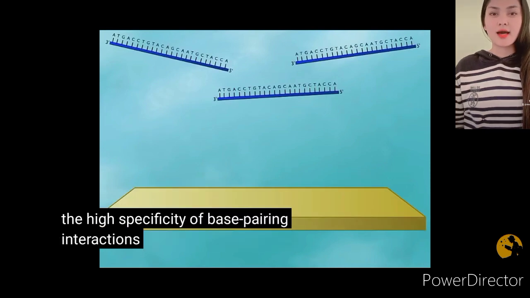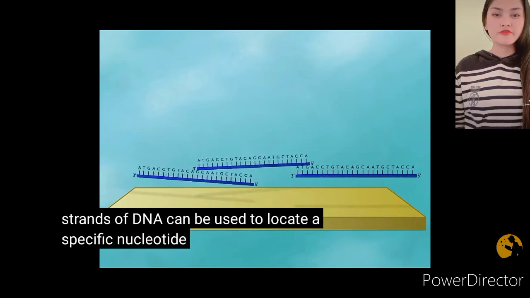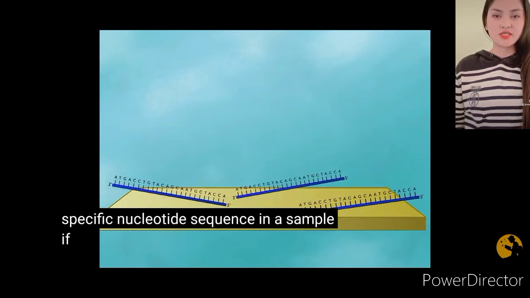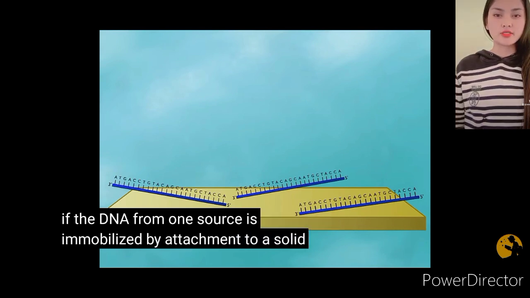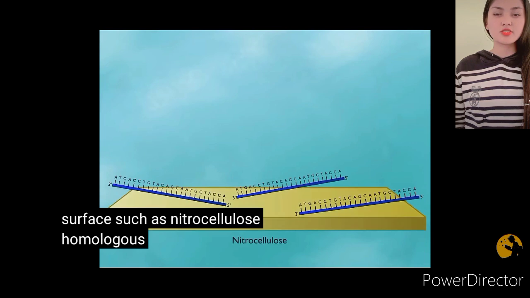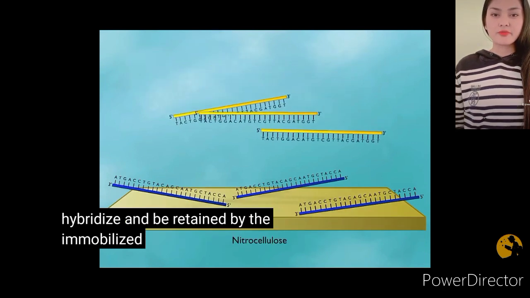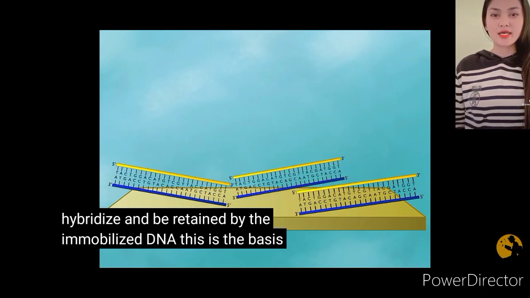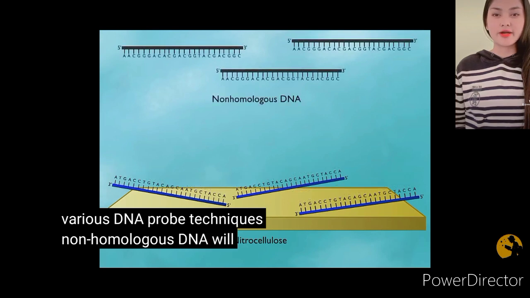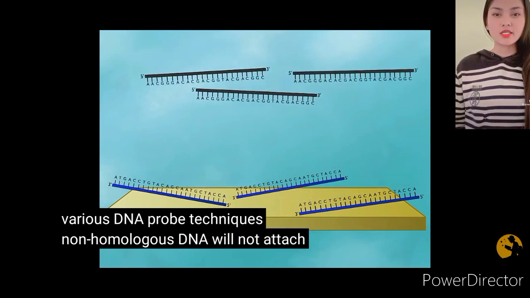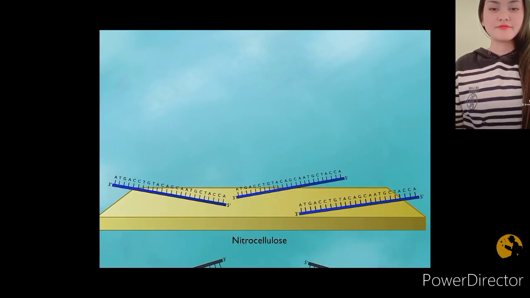The high specificity of base pairing interactions between complementary strands of DNA can be used to locate a specific nucleotide sequence in a sample. If the DNA from one source is immobilized by attachment to a solid surface, such as nitrocellulose, homologous DNA from another source will hybridize and be retained by the immobilized DNA. This is the basis for various DNA probe techniques. Non-homologous DNA will not attach, and that is hybridization.